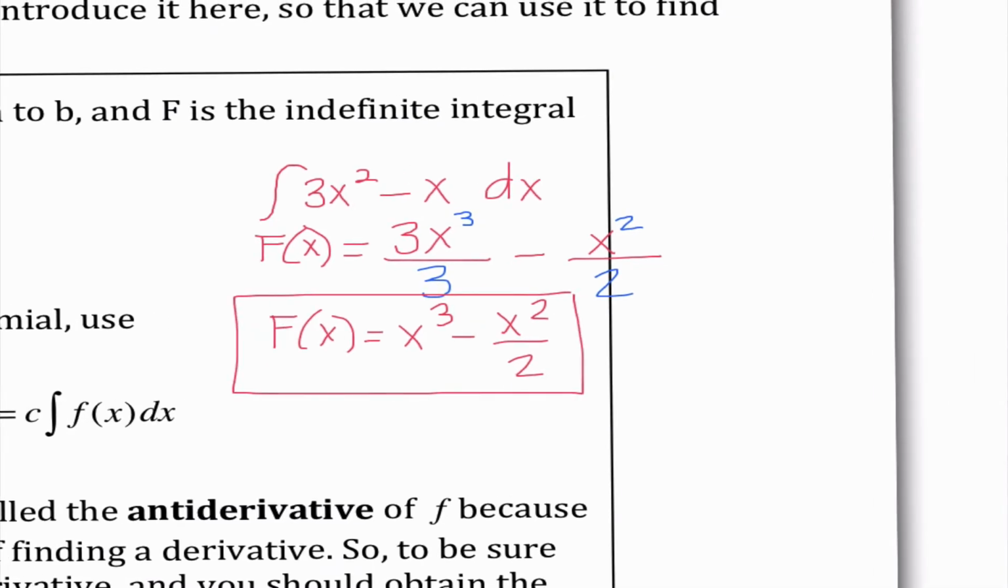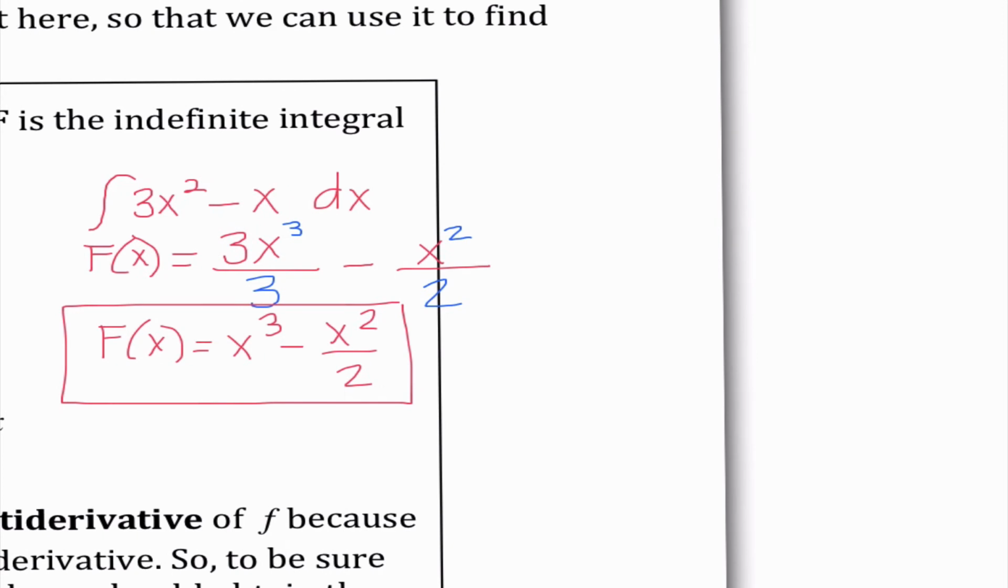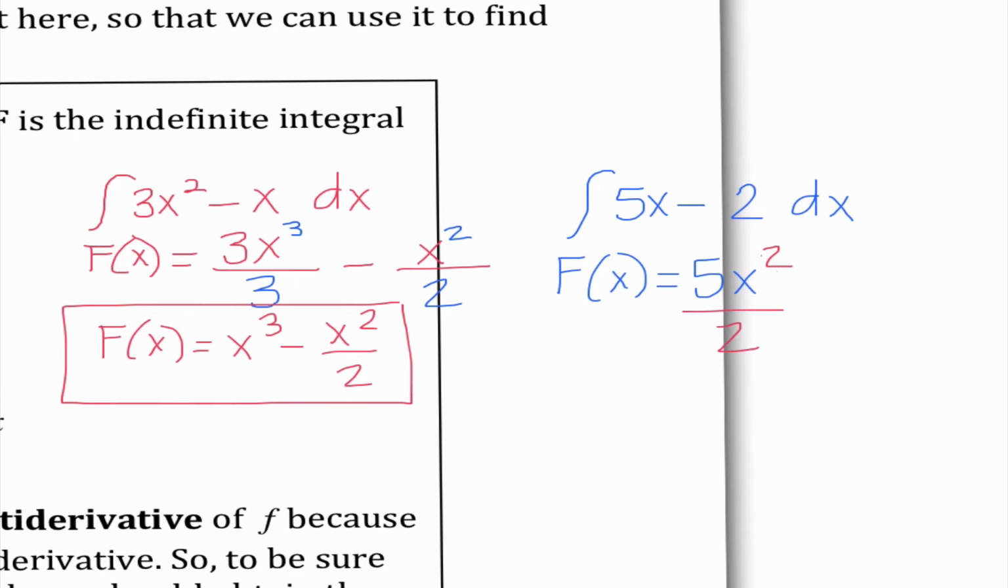Okay, so we're noticing it is super repetitive. Okay, let's do another one. What if we were finding the integral of 5x minus 2 dx? So f of x equals 5x, we're bumping the exponent up 1, so from 1 it's going to become a 2. And I'm going to divide by our new exponent.